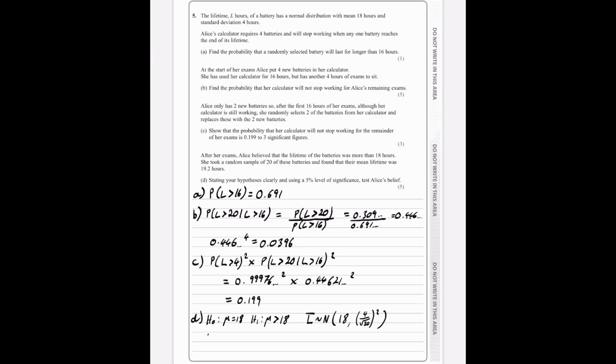And we want to calculate the probability that our battery length, the distribution of sample means, is greater than 19.2 with those conditions. Plug that into your calculator, you get 0.08986, and what's important is that that is greater than 0.05, which is the significance level, and therefore we do not reject the null hypothesis. We accept H0. There is insufficient evidence to support Alice's belief there.